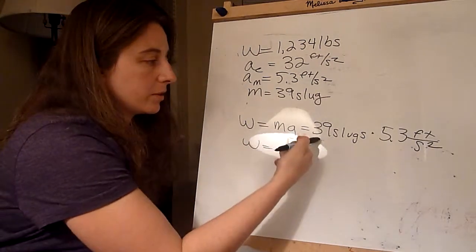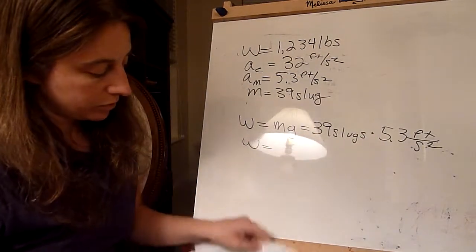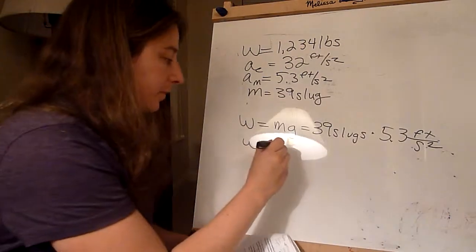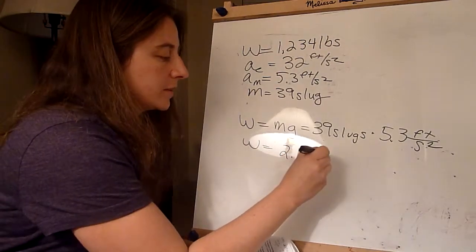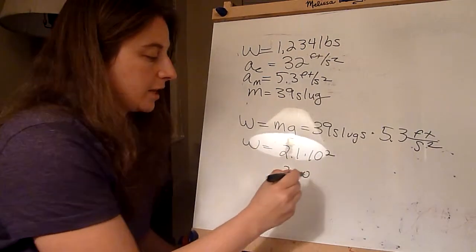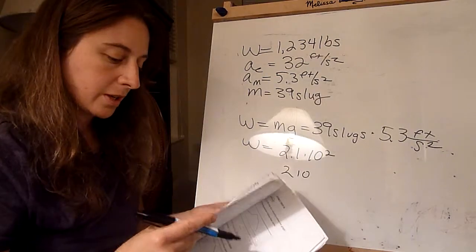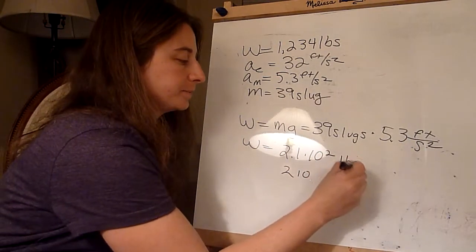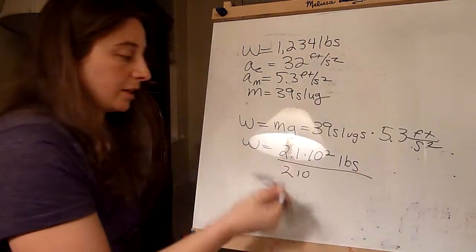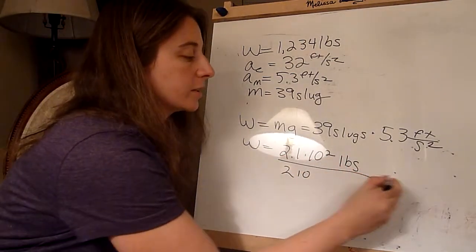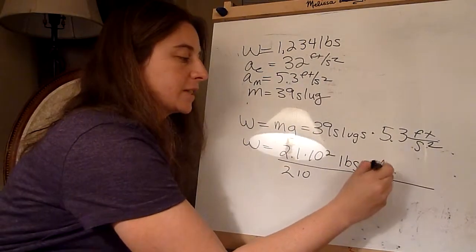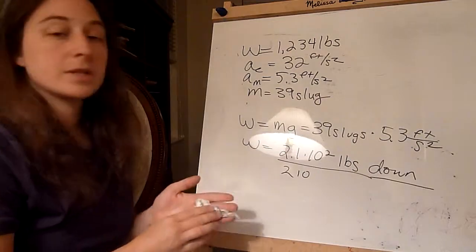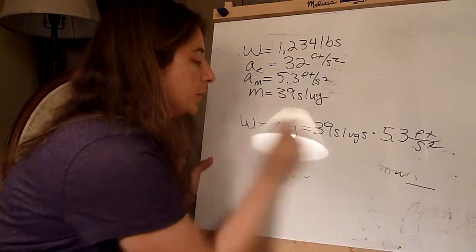So our weight will be 39 times 5.3. Those are both two significant figures, and that'll give us 2.1 times 10 to the second, which is really 210. Either way, two significant figures, pounds, because a slug foot per second squared is a pound. And we need magnitude, unit, and direction, which is going to be down toward the center of the moon. So 210 pounds down toward the center of the moon would be our weight on the moon.